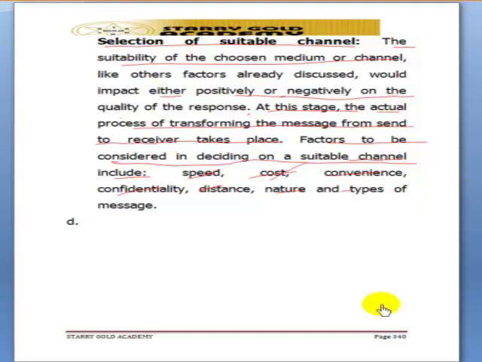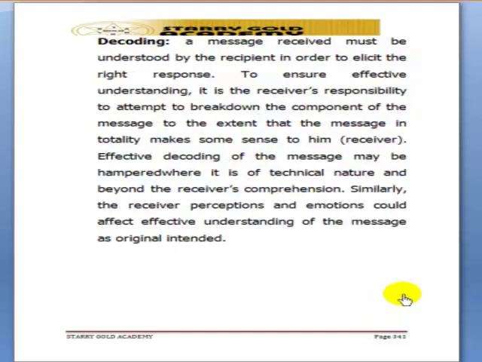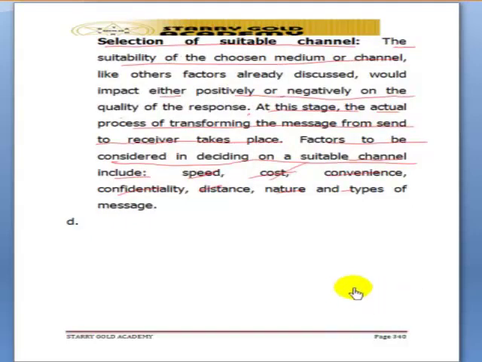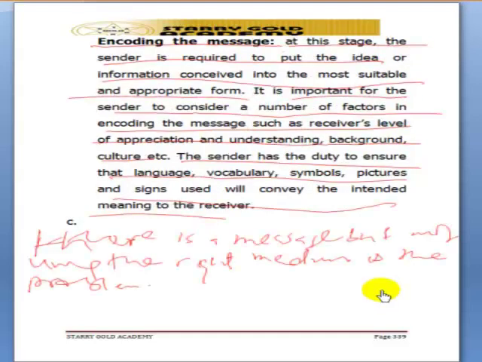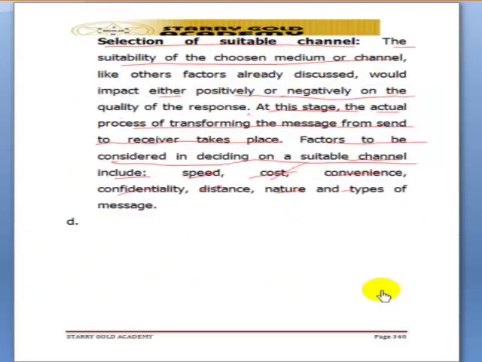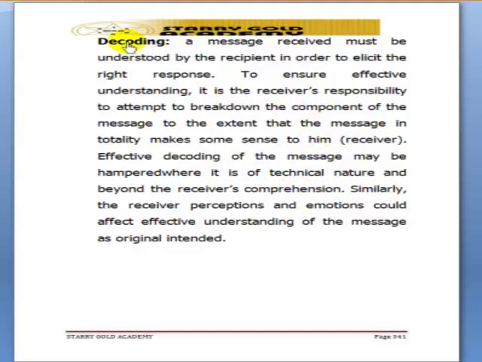Alright, so we have the next one. The next one is supposed to be what? Decoding. Here we have talked about the conception, the idea, which is the conception. We have talked about the encoding of the message, and we have talked about a suitable channel of communication. And the next one is the decoding of the message, which is the fourth one.